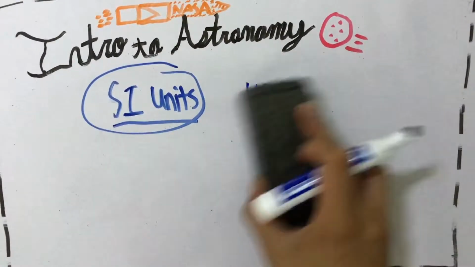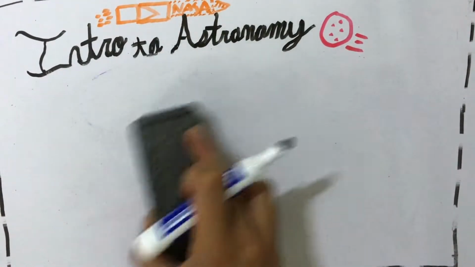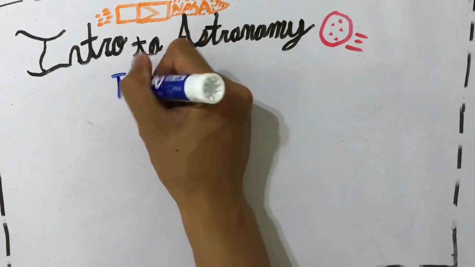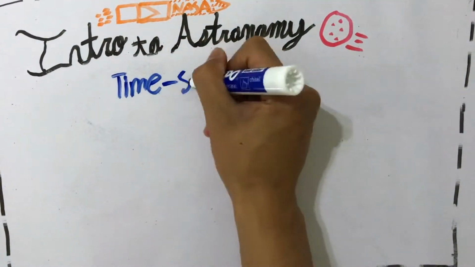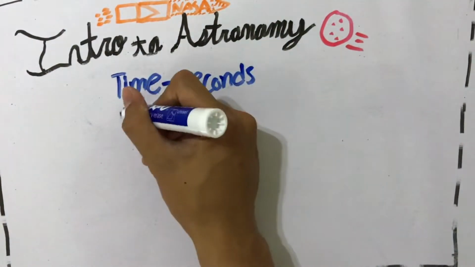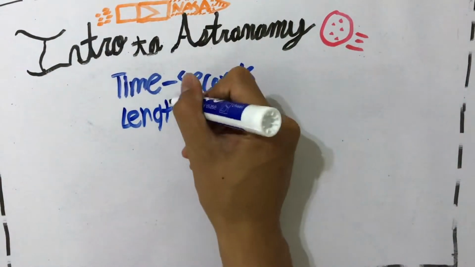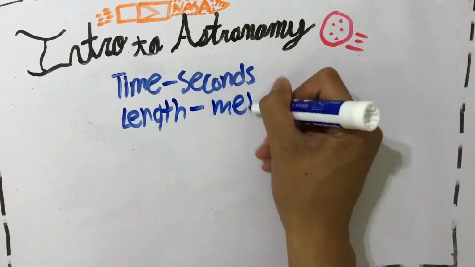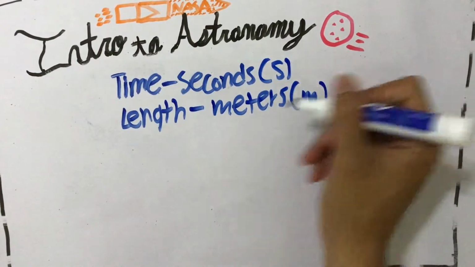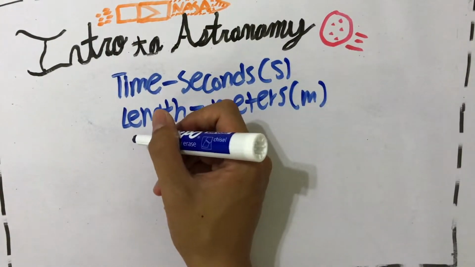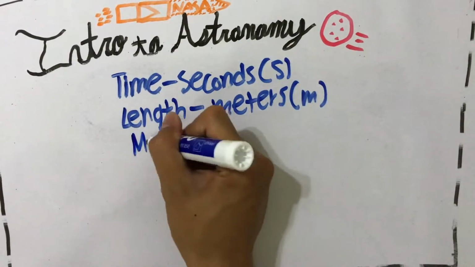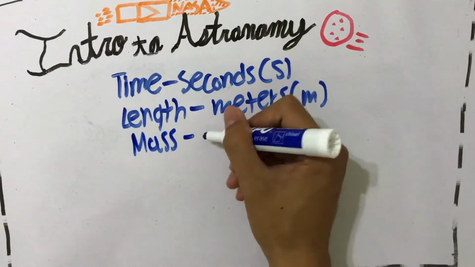So in the international system of units, we have 7 basic units. The first one is time, and this will be in seconds. The second one is length. This will be in meters. And then we write S for seconds, M for meters. The third one is mass. The mass that we use is just kilograms.